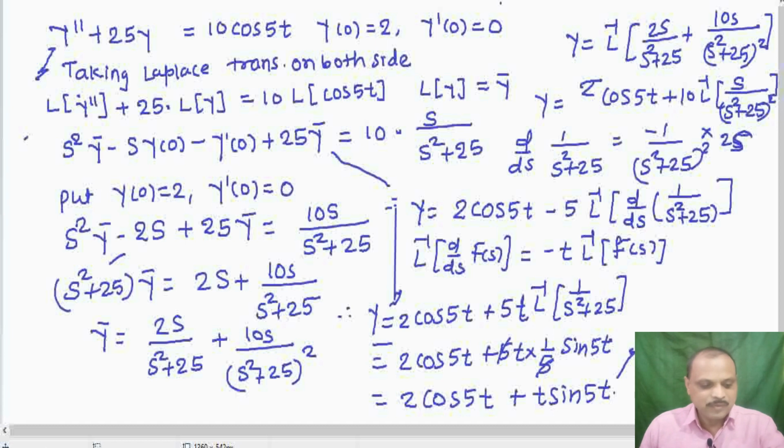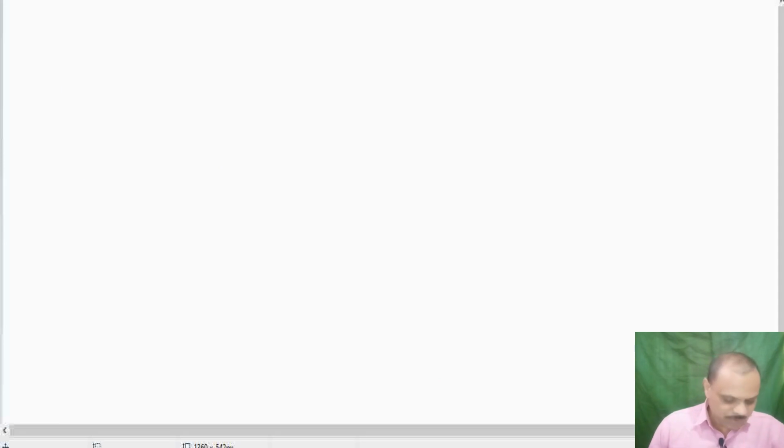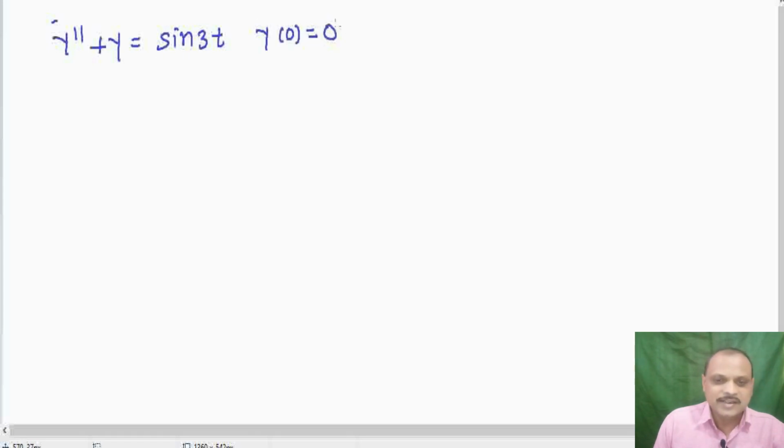First we clear this. Okay, another example: y double dash plus y equal to sine 3t, and initial values are y at 0 equal to 0, y dash at 0 equal to 0.